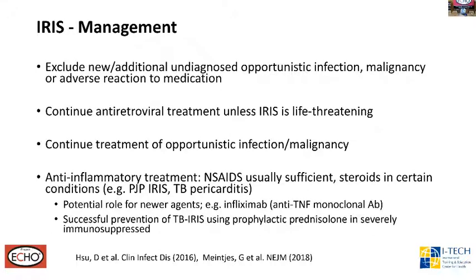It is also recommended to continue the treatment of the infection or the malignancy and add anti-inflammatory treatment. Usually non-steroidals are enough. So that's like ibuprofen, diclofenac, those sorts of drugs, just to damp down the symptoms of the inflammatory response until the immune system gets back regulated and that hyperinflammation goes away. In certain conditions, steroids are recommended. So for example, pneumocystis pneumonia with immune reconstitution syndrome and shortness of breath, you would give steroids. TB pericarditis, as we spoke about earlier.